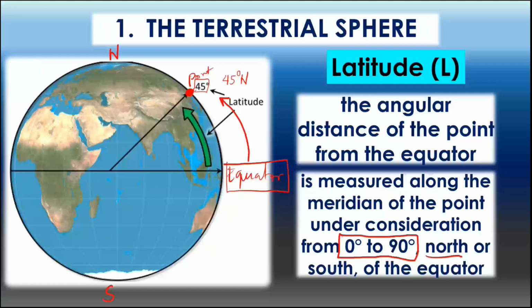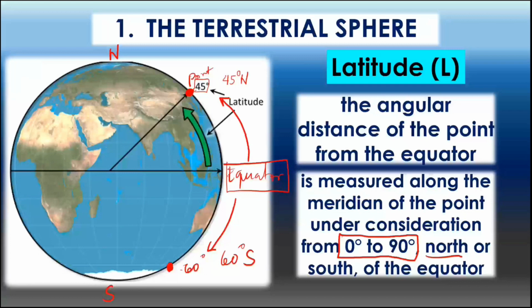That is the latitude. If ever you have a point here, 60 degrees, we're going to write the latitude of this point as 60 degrees, then what? Is it north or south? From the equator, it is south. So that is the latitude of the said point.